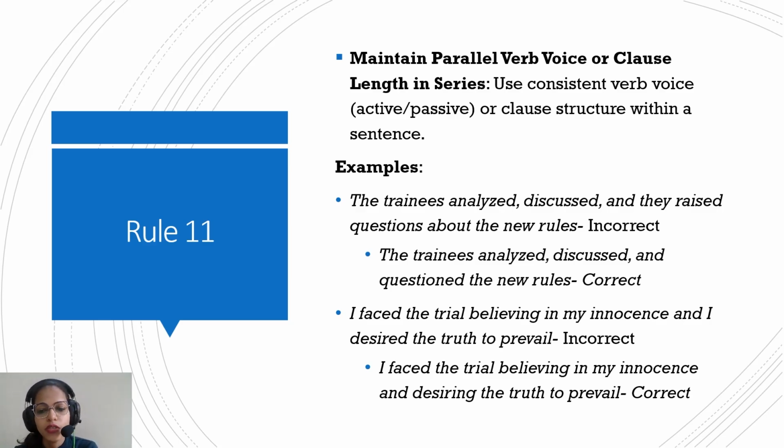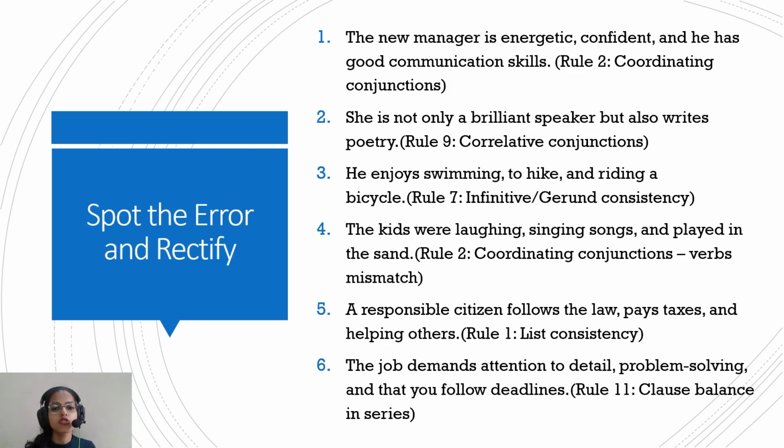I faced the trial believing in my innocence and I desired the truth to prevail. No: I faced the trial believing in my innocence and desiring the truth to prevail. Now, "believing in my innocence and desiring the truth to prevail" maintains the same structure on both sides of the "and." So the whole idea is to maintain the same structure on all sides of conjunctions, or even if the repetition is without conjunctions, just by commas, the phrases should all be in a consistent manner.